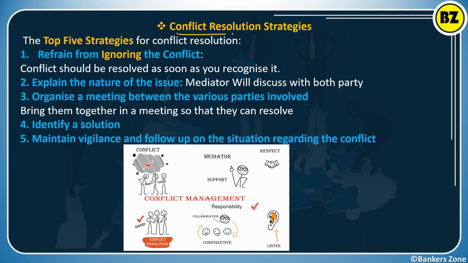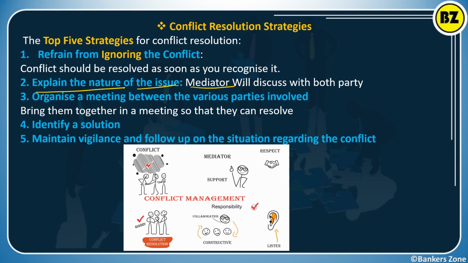Now conflict resolution strategies: what are the strategies for the resolution of conflict? Obviously the top 5 strategies are there, one by one we will discuss. Refrain from ignoring the conflict. The first strategy itself says that you should refrain from ignoring the conflict. It means you should not ignore the conflict in the organization. That is the first strategy itself. That means you have to take care of the conflict. So the conflict should be resolved as soon as you recognize it. Next is what? Explain the nature of the issue.